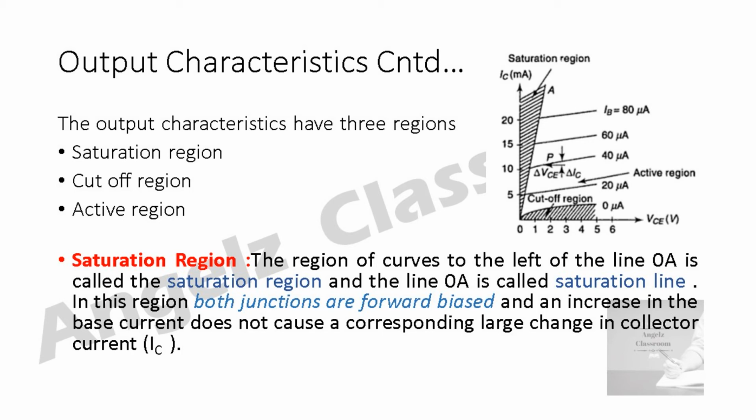In this region, both the junctions are forward biased. This is very important over here. Okay, here the junctions are forward biased. Now increasing the base current value does not cause a correspondingly larger change in collector current.